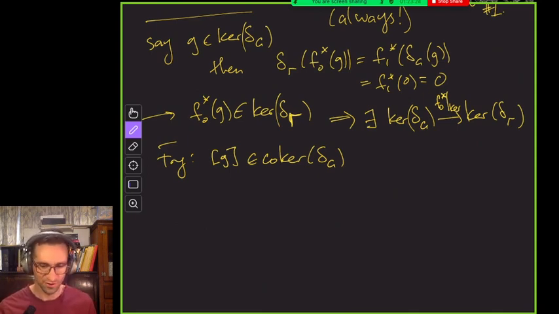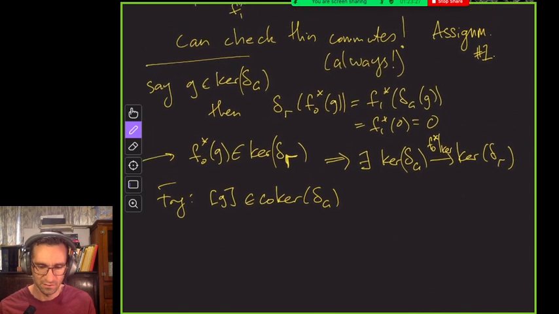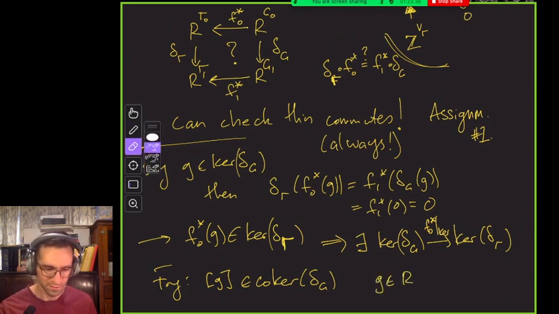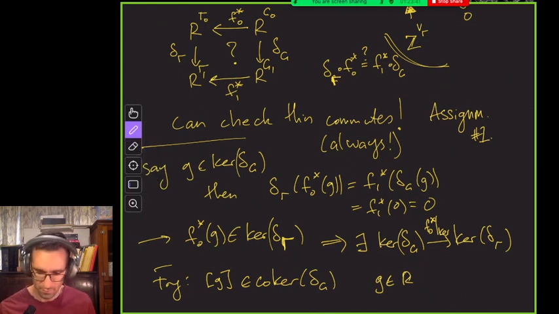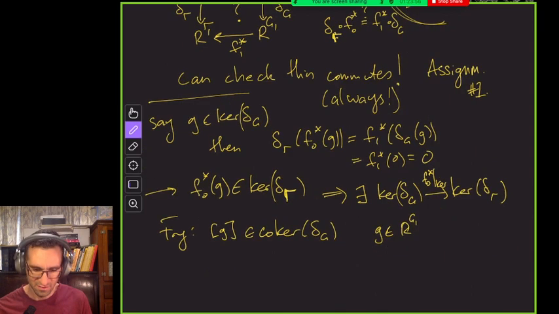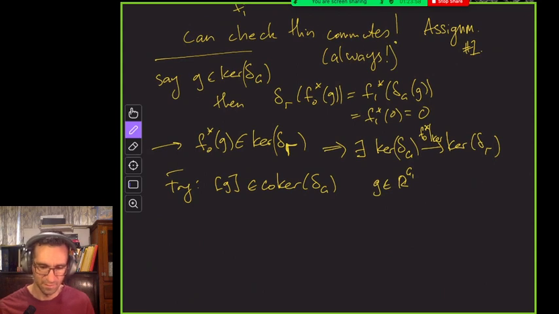So let's take something in the co-kernel of delta G, right? So this G is in, let's write it this way. No, we'll do it this way. All right, it's a map from G1 to R. And I'm taking its equivalence class, sort of mod the coset sort of image of delta G. So now we're going to try again.